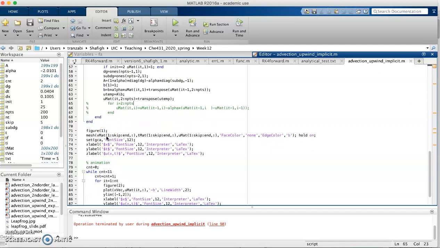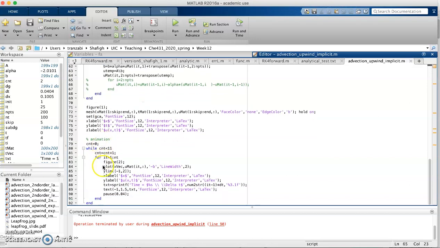If you want to apply the 3D, then you have to do the mesh function, and for every X mesh and T mesh, you draw the actual U mesh. So that's what we do, and that's where the skip comes in, because I don't want to plot every row and every column in that matrix. Otherwise, the picture is going to be really huge, and MATLAB is going to be slow.